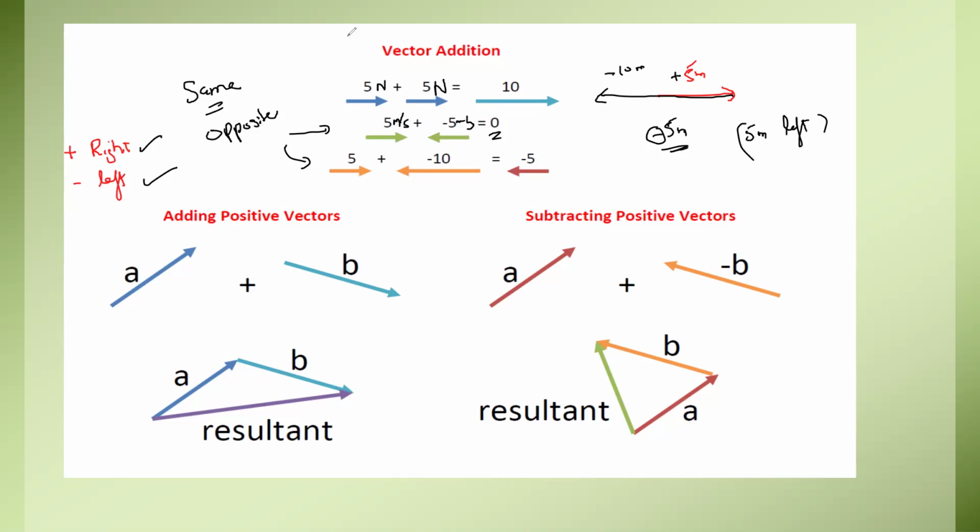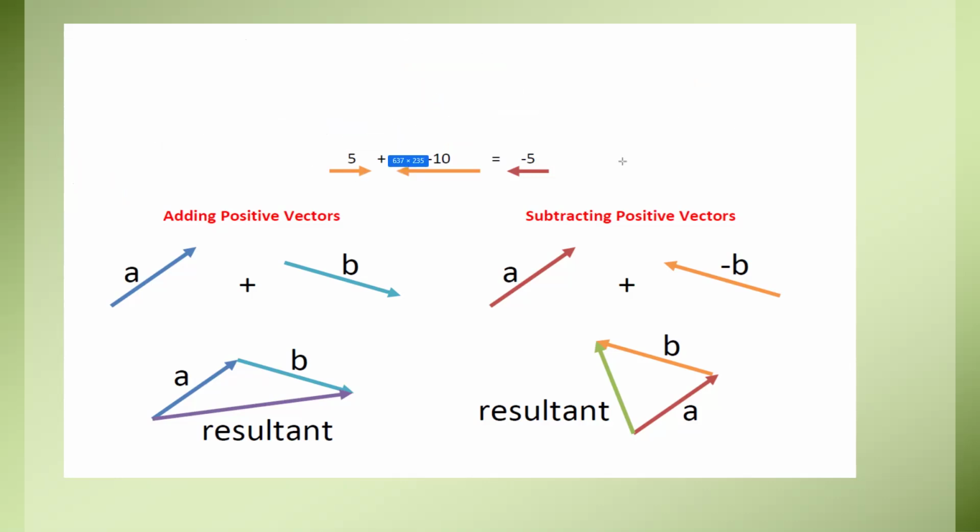The next part is how to work out the resultant of the vectors. If you want to add two vectors, there are different ways we can add them, or work out the resultant of the two vectors. For example, we have vector A and vector B. For this we use the head-to-tail rule.